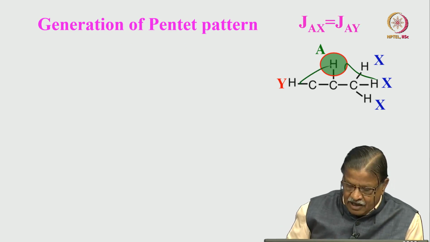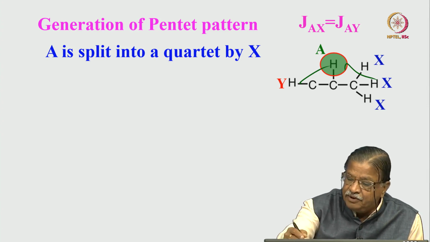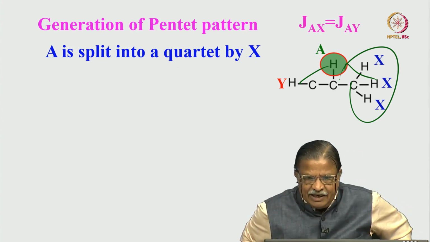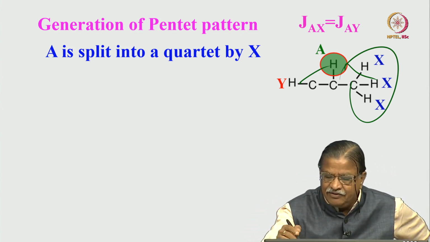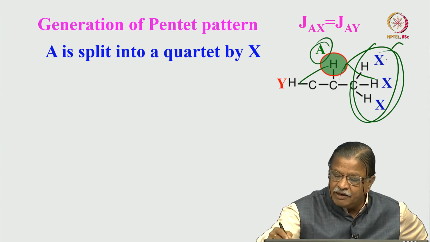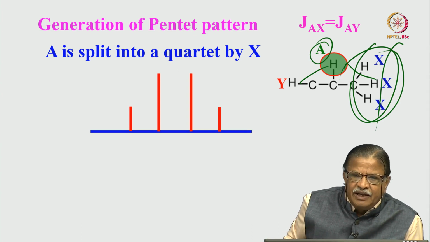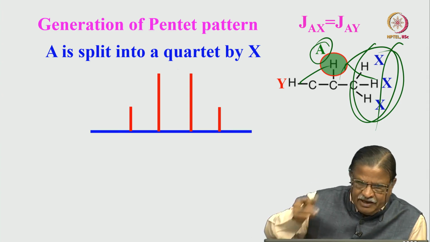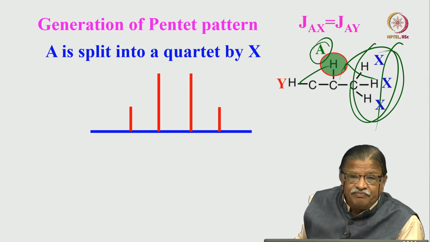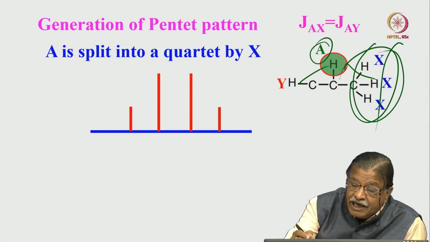What I have done is, I have put the condition JAX equal to JAY. A is split into a quartet because of X. That is correct, that we have already discussed. Because of magnetic equivalence, according to the 2nI plus 1 rule, this will become a quartet because of 3 protons. Quartet of the intensity 1, 3, 3, 1. That we have been discussing today. But simultaneously, this A is also coupled to Y, but it is a single proton.